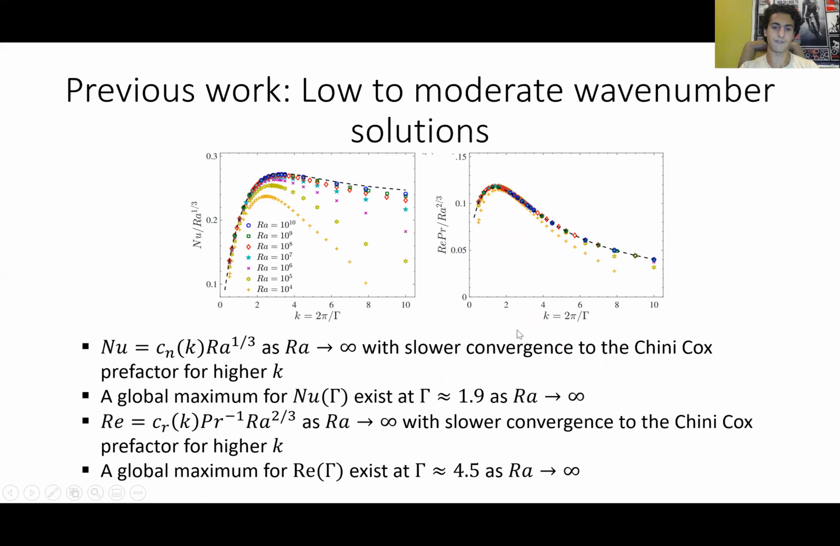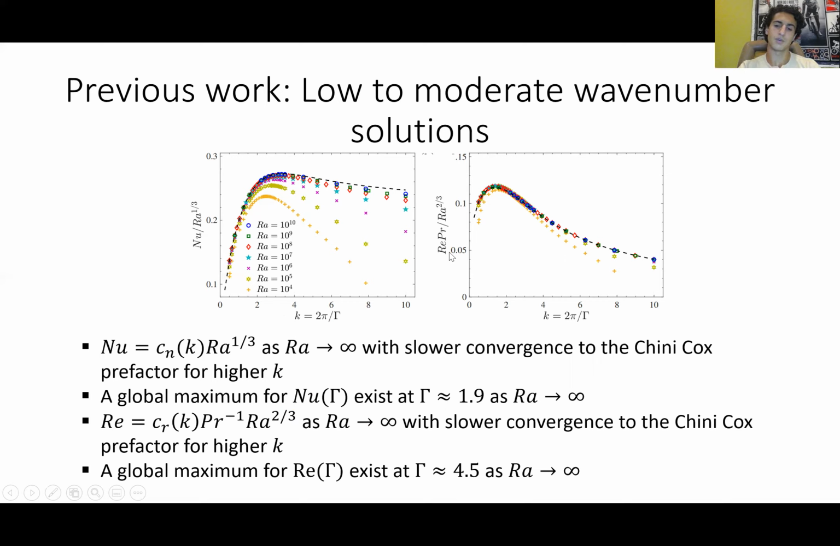So some key features of this graph: if we were to fix our wave number and basically follow increasing Rayleigh number data, so following from orange to yellow to purple, we see that as Rayleigh approaches infinity, for all these wave numbers, it approaches some constant, depending on what choice of k we choose, of course. And this dashed line denotes this constant. It's called the Cheney-Cox prefactor. And the fact that Nusselt divided by Rayleigh to the 1/3 goes to a constant suggests that Nusselt is proportional to Rayleigh to the 1/3. Additionally, on this graph, a global maximum occurs at an aspect ratio of approximately 1.9 as Rayleigh goes to infinity.